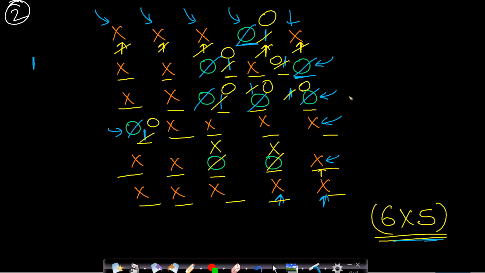So after following all the steps, you will see that all your zeros which were connected to a boundary 0 will remain as zeros. All your X's will remain as X. And whatever 0 regions were contained inside X on all sides will get converted to X.